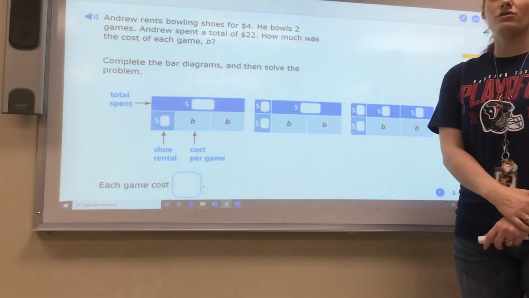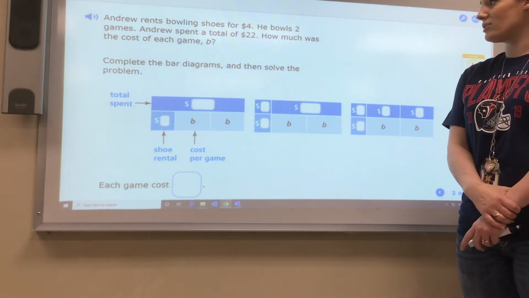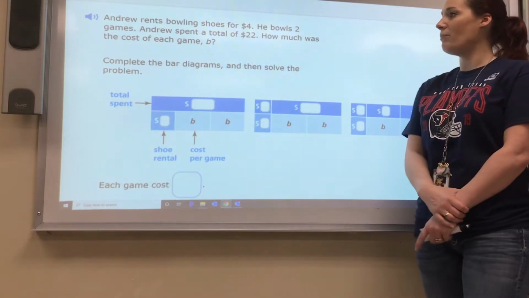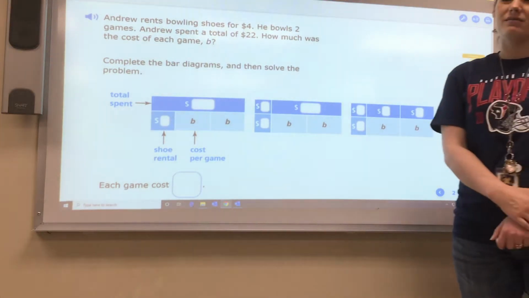Andrew rents bowling shoes for $4. He bowls 2 games and he spent a total of $22. How much was the cost of each game?